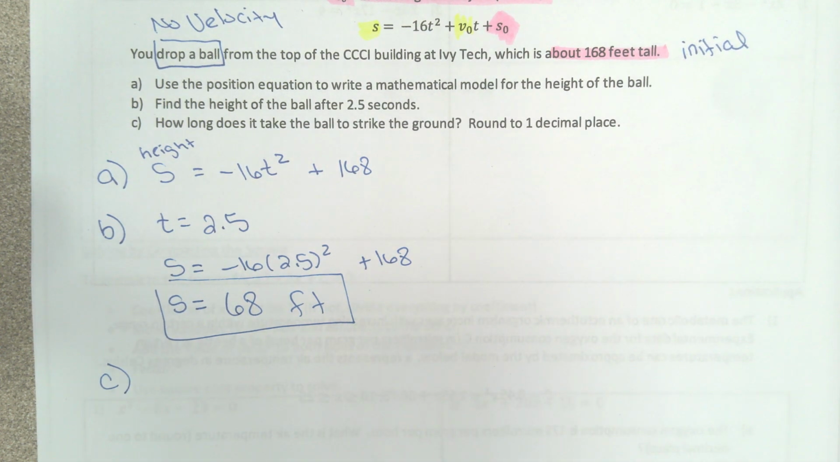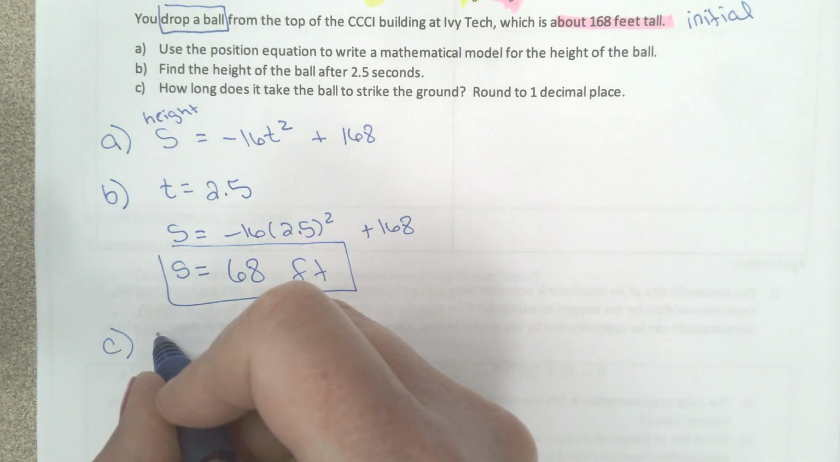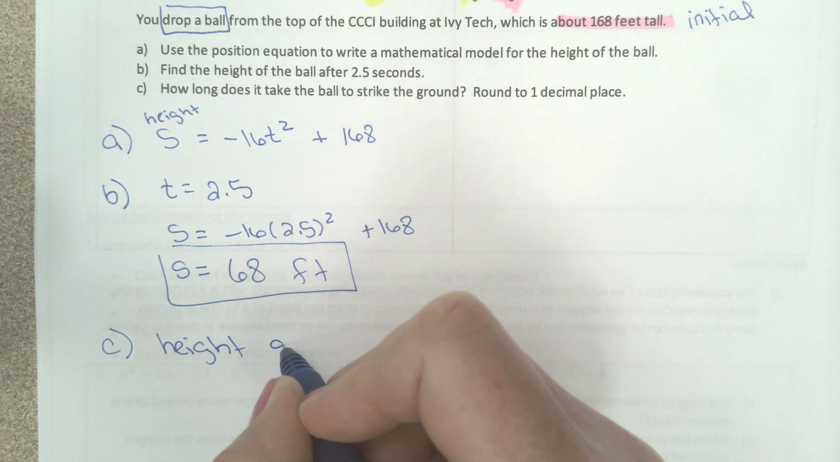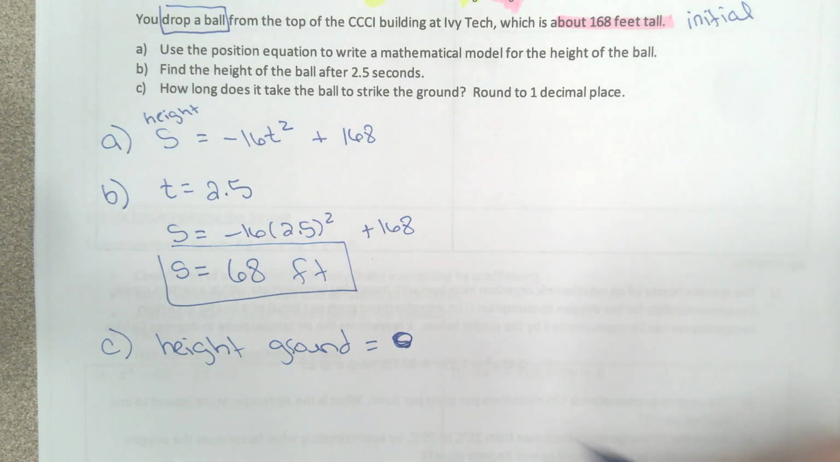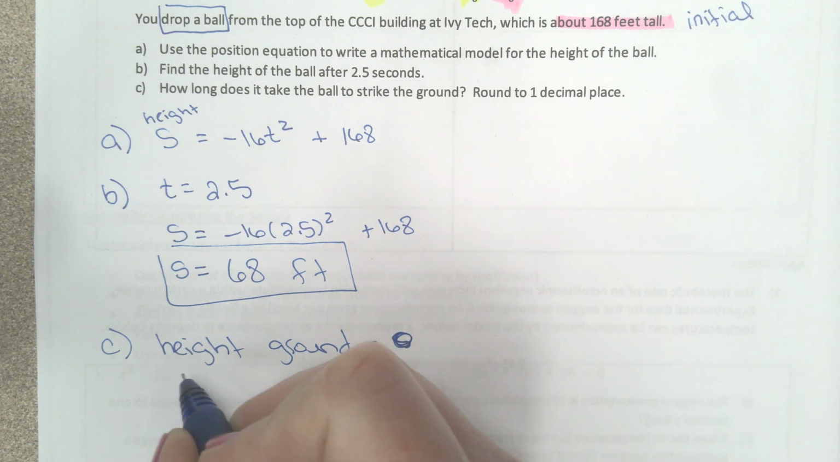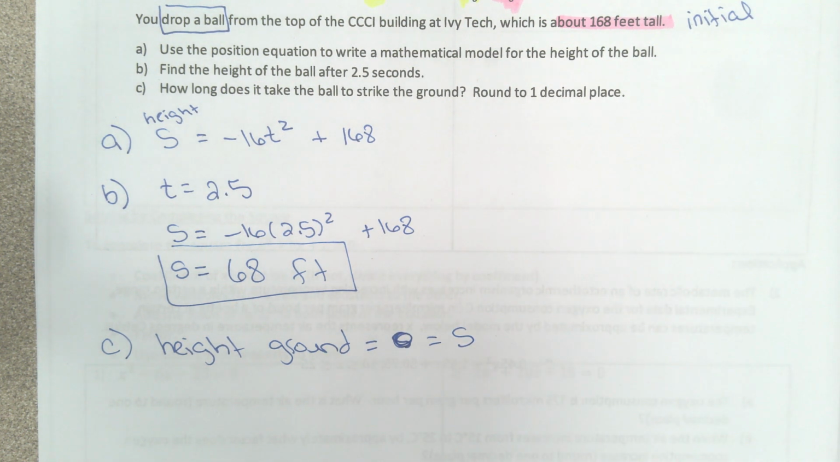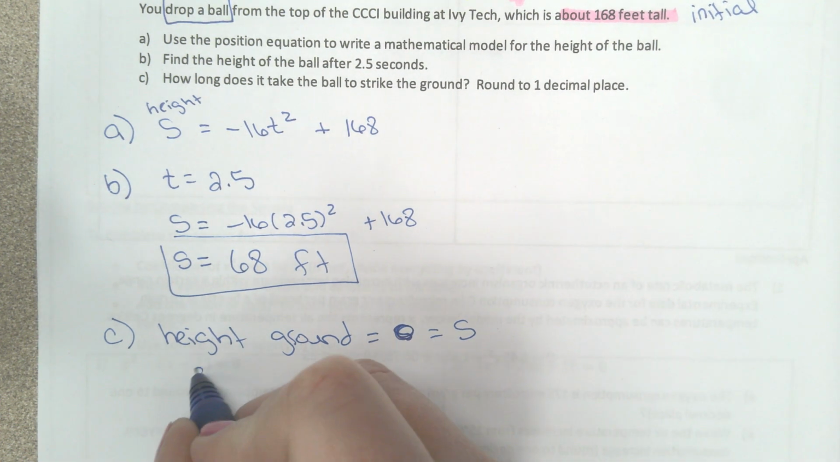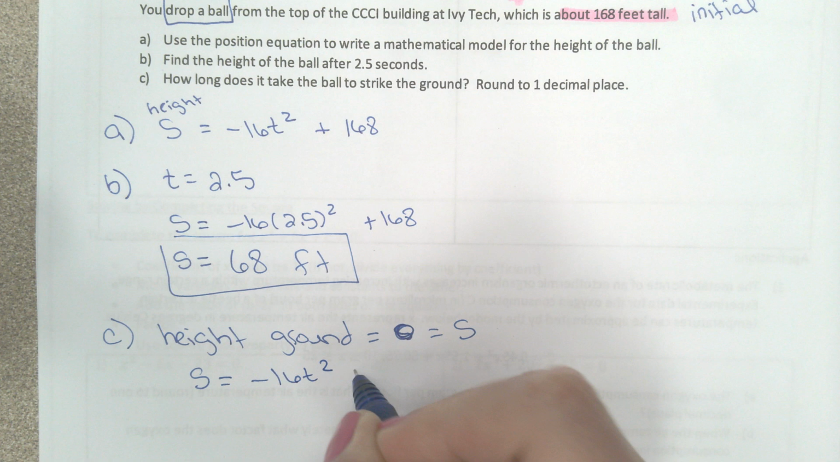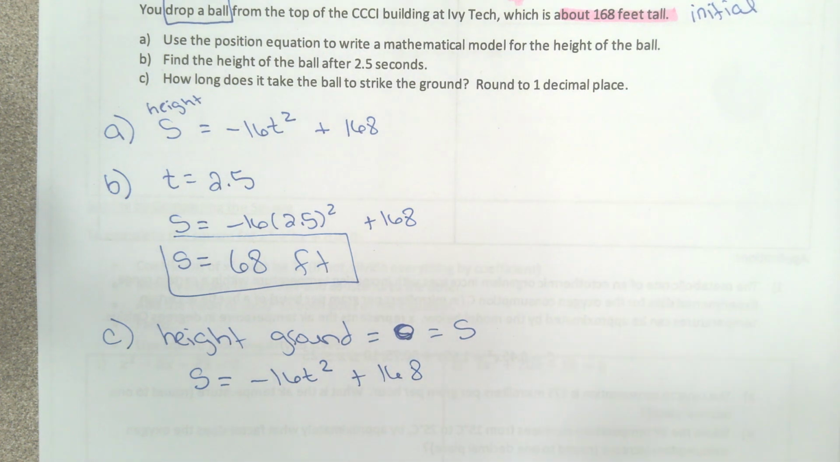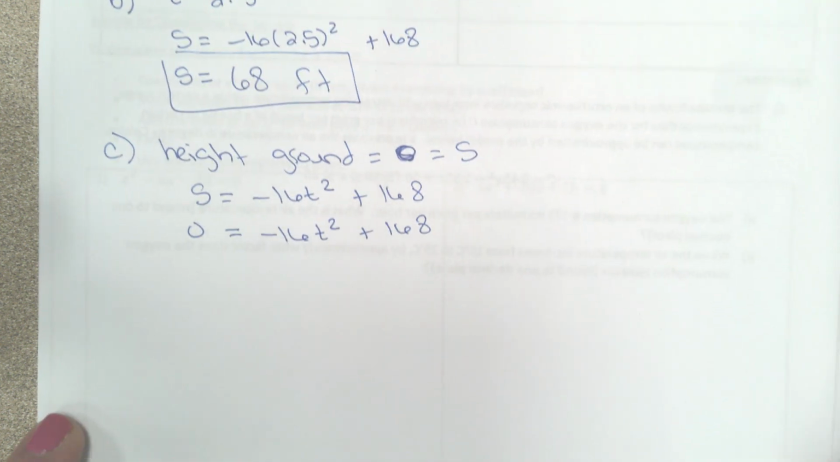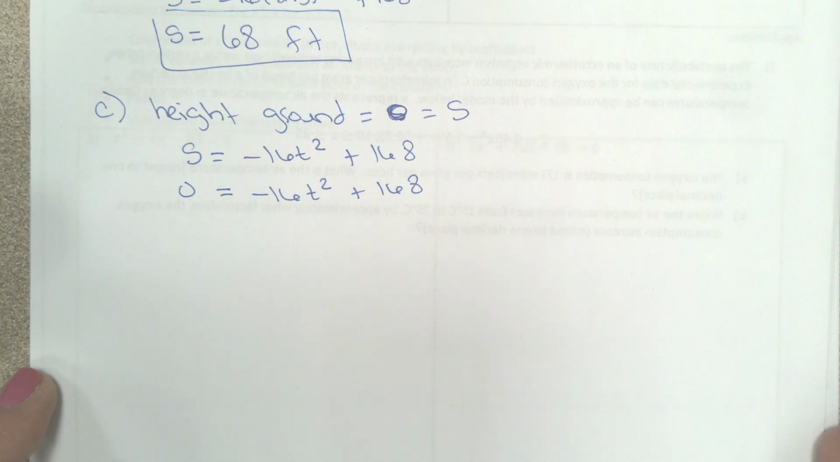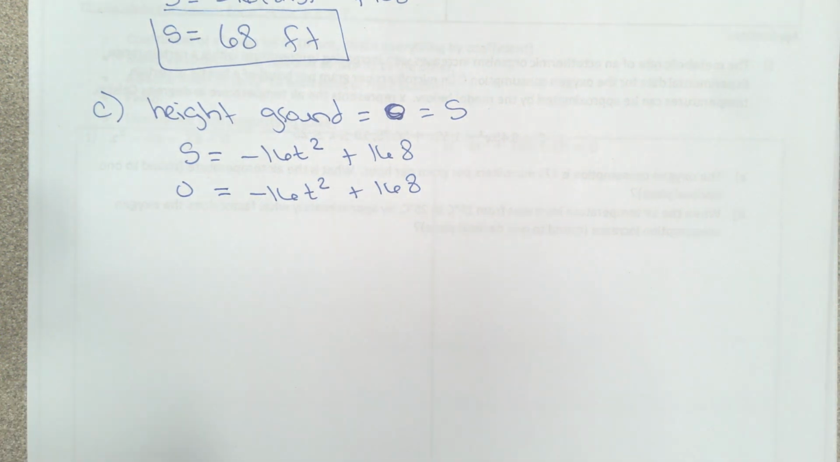C says, how long does it take to hit the ground? The height of the ground is 0, and the height is S in our formula. So in our formula, S equals negative 16t squared plus 168. So I'm going to set S equal to 0. And I'm going to solve for T. And I have many, many options here.